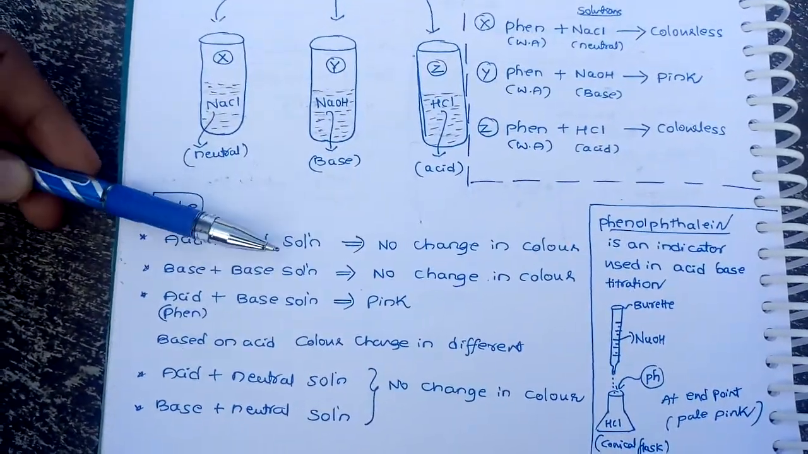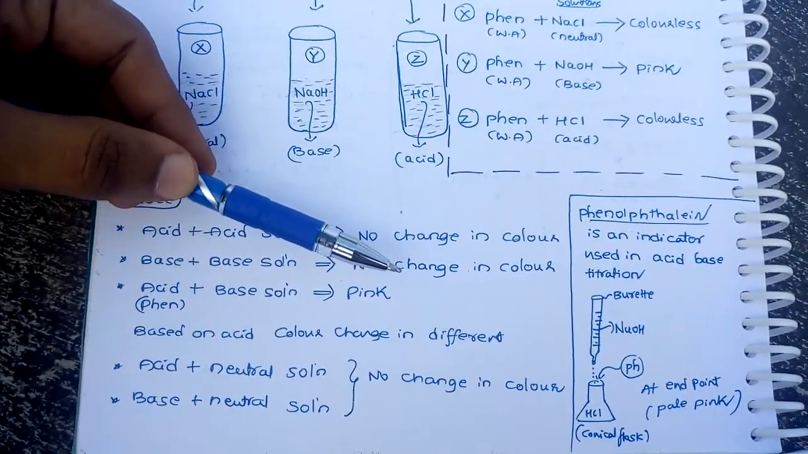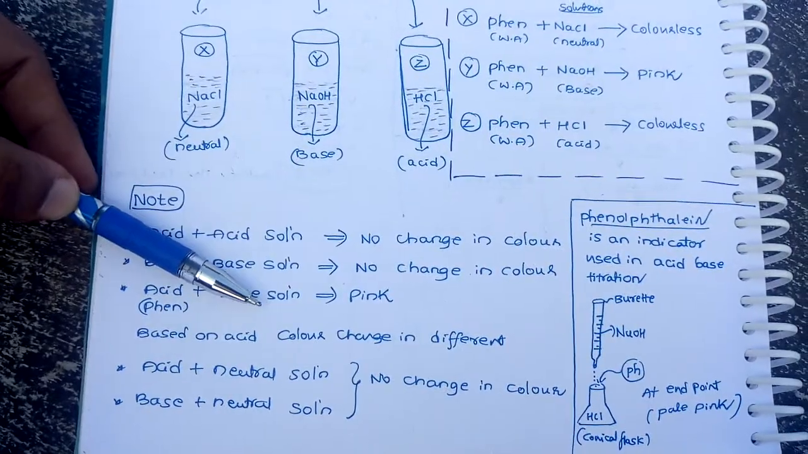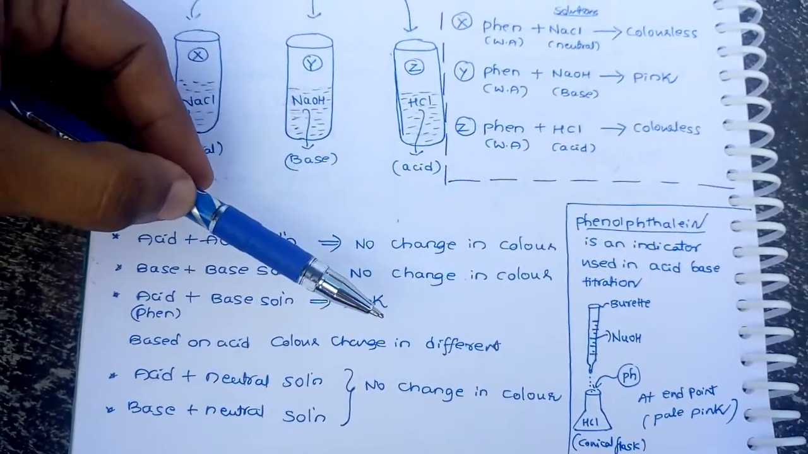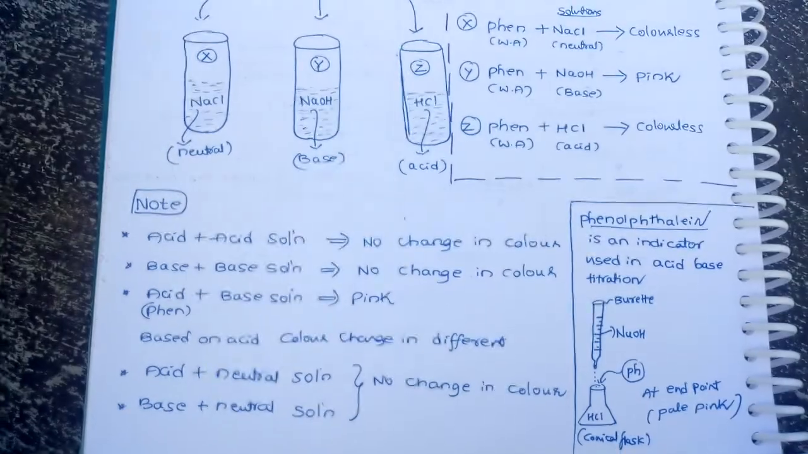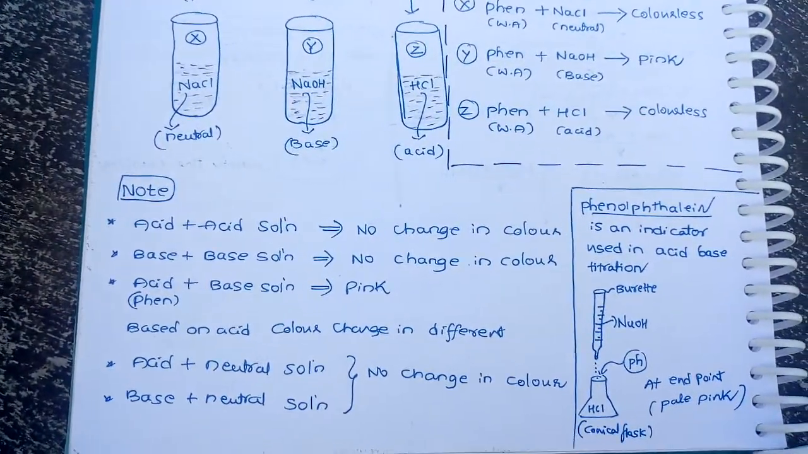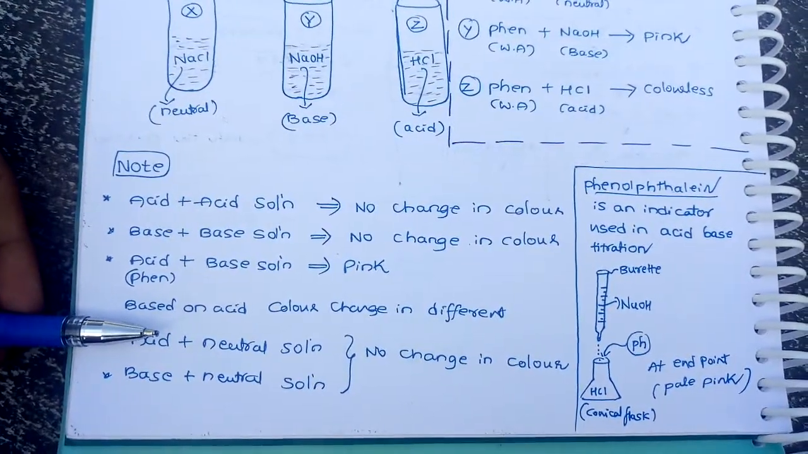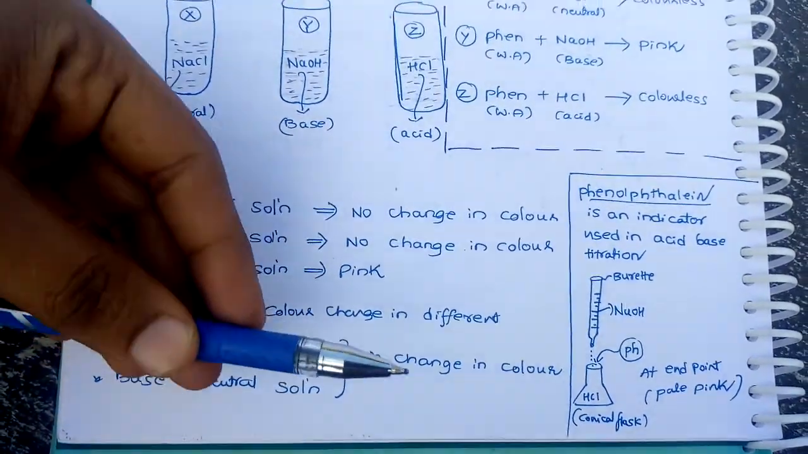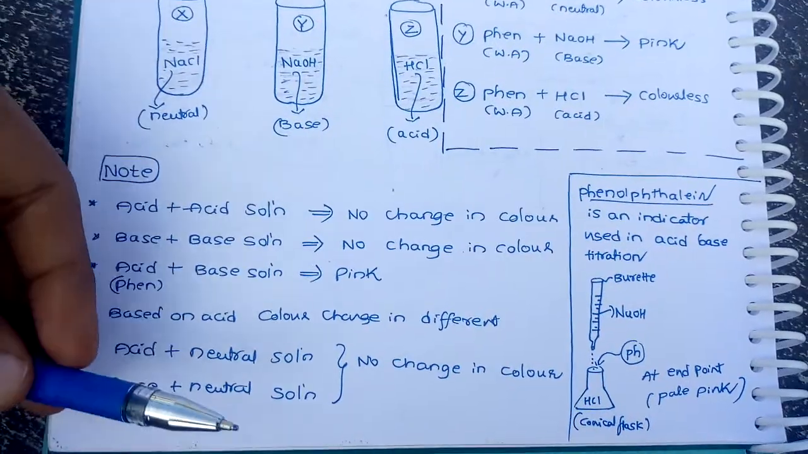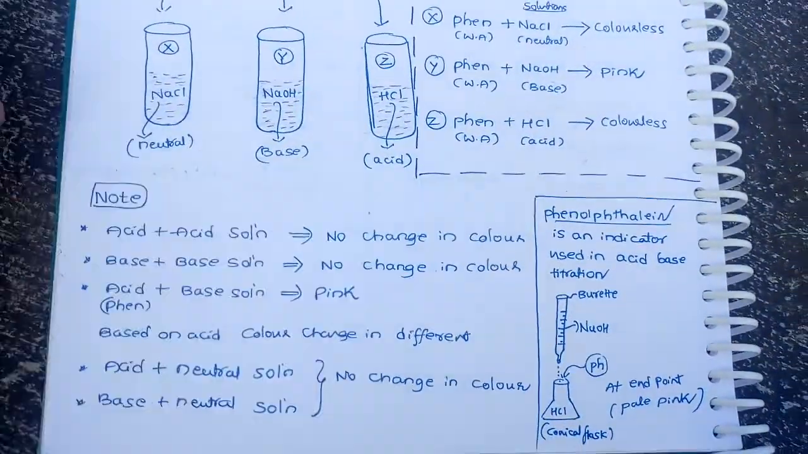If you are adding acid to an acid solution, there is no change in color. If you are adding base to a base solution, then also no change in color. If you are adding acid to a base solution, you will get pink. In this case, when phenolphthalein is added to NaOH, it will get pink. For respective acids and bases, it will give different colors. Acid plus neutral solution, no change in color. Base plus neutral solution, no change in color. If you know this, then only you can solve, even if they ask in different ways.